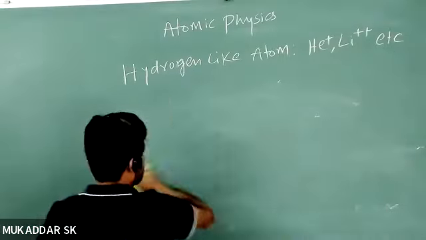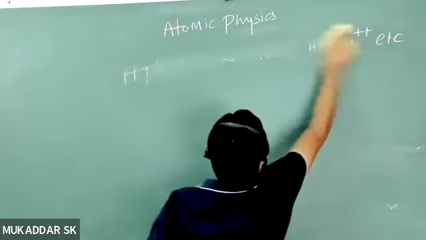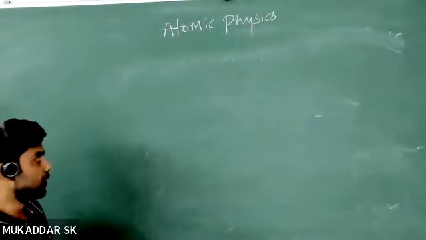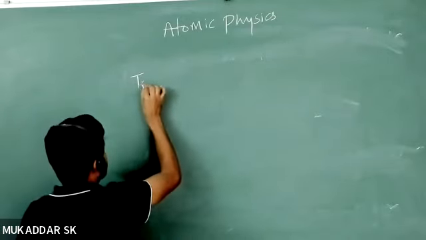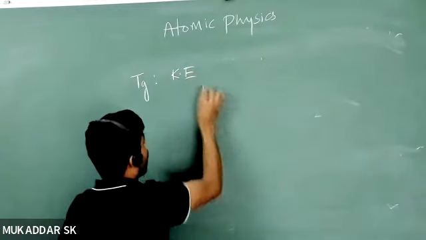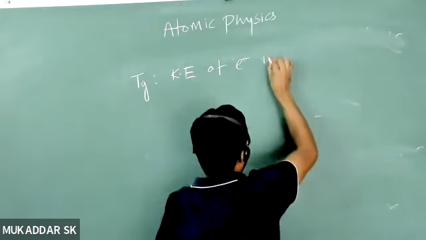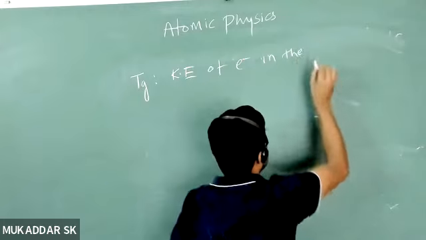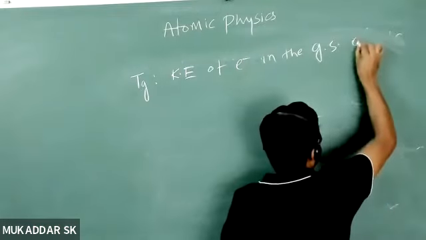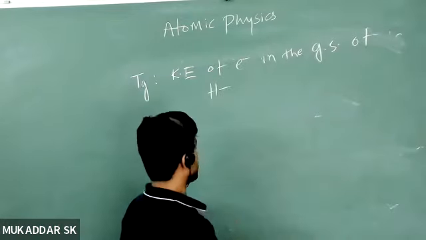So in that problem, it is given that, let us assume Tg represents the kinetic energy of electron in the ground state, GS meaning ground state, of hydrogen, in short form capital H, atom.